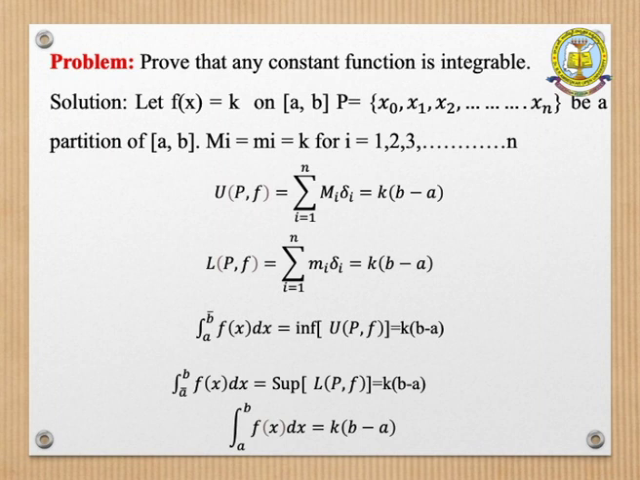Here we can clearly see that the lower integral from a to b of f of x dx is equal to the upper integral from a to b of f of x dx. Both are equal and their common value is k into b minus a. Therefore, any constant function is Riemann integrable.